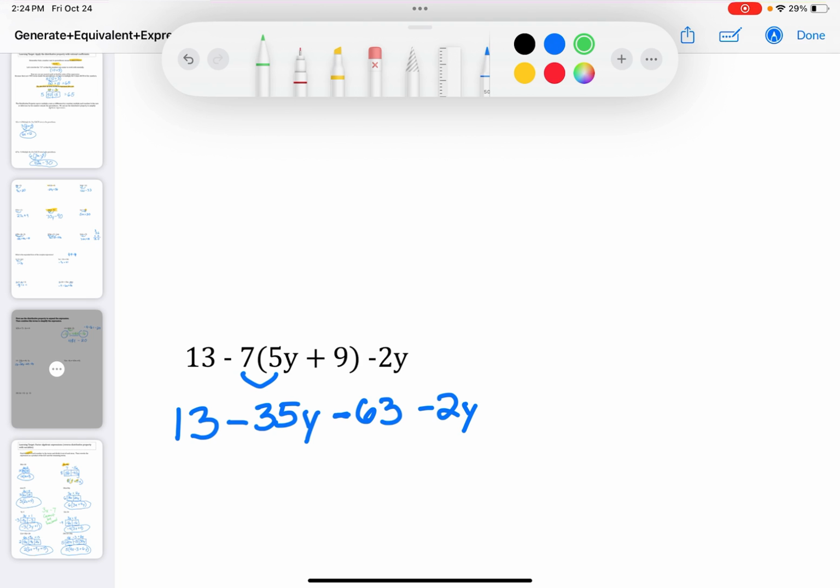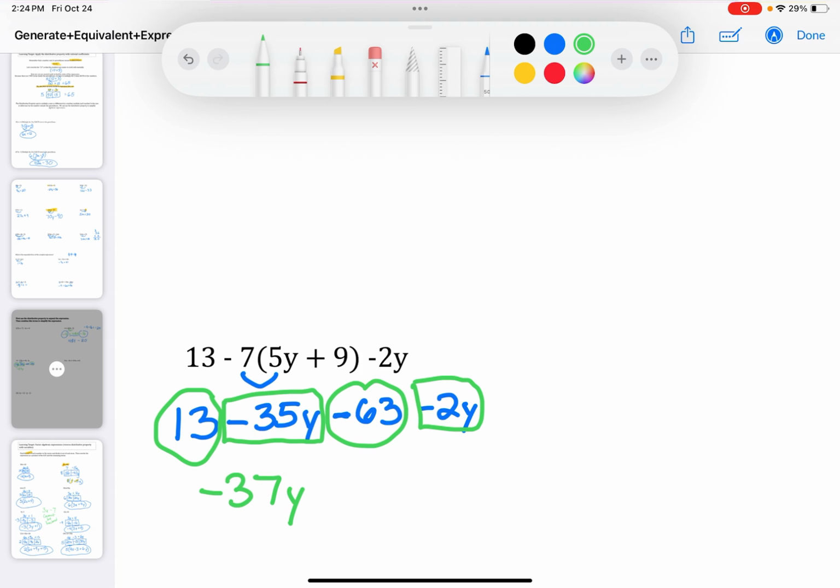It's very easy when I'm distributing and combining, trying to do multi-steps, that I accidentally leave out a term. So combining negative 35y minus 2y. So negative 35 minus 2 would be negative 37y. That leaves me with 13 and negative 63. 13 minus 63 would be negative 50. So I'm going to go minus 50.